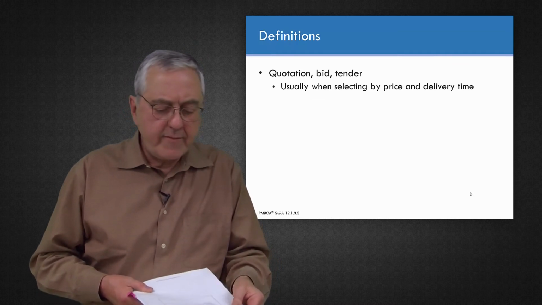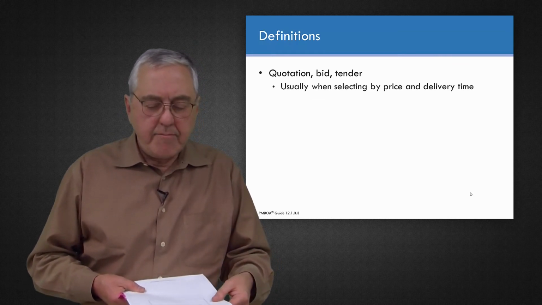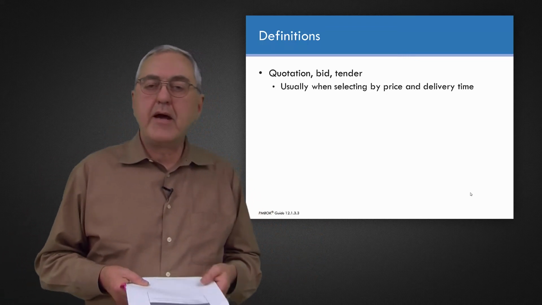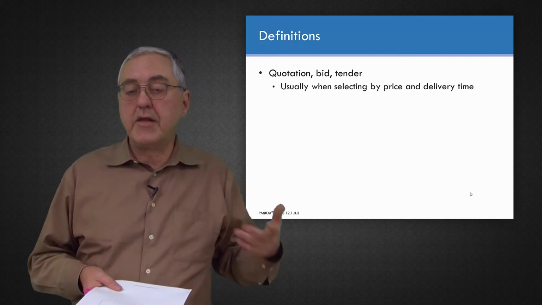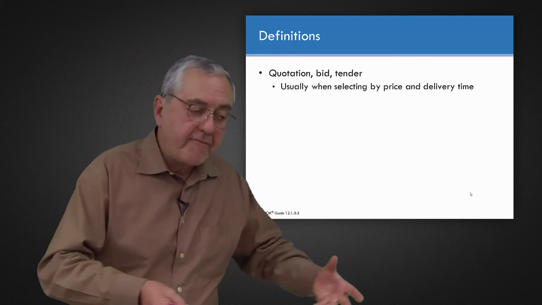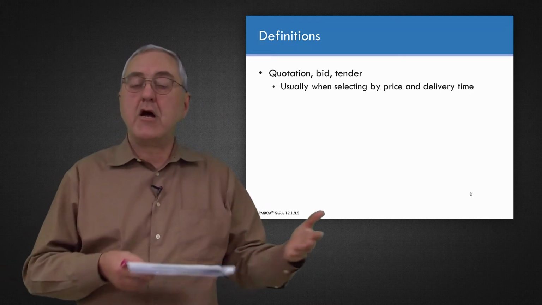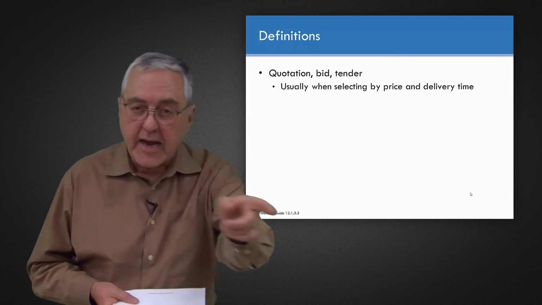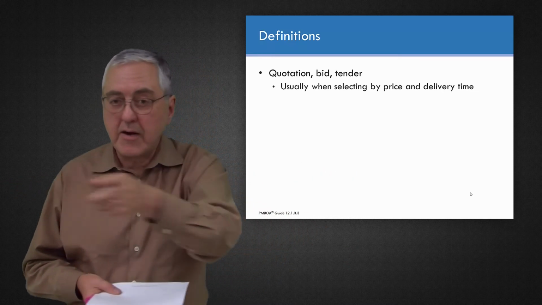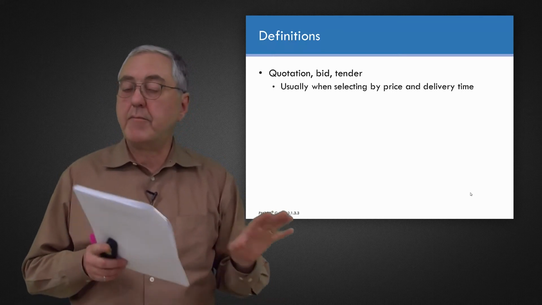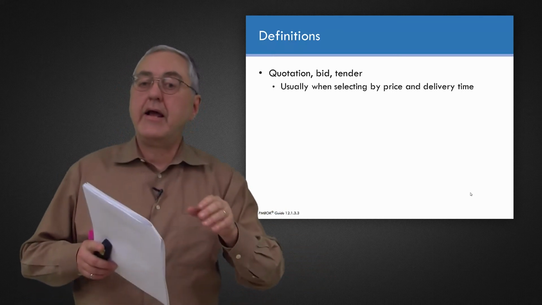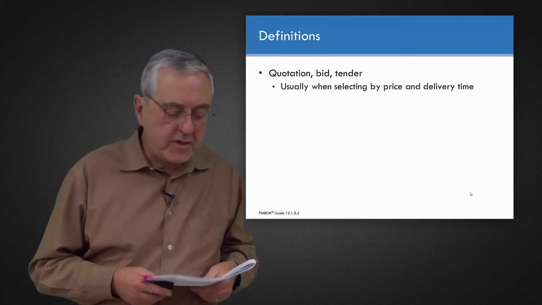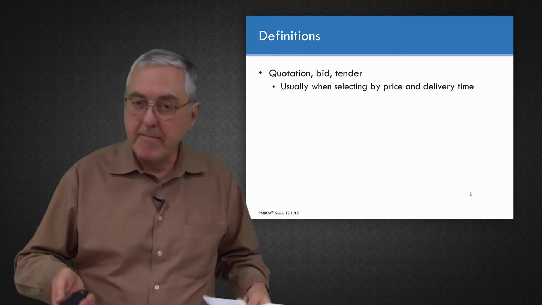Or we have a package of construction that we want to award to a construction contractor. Well, we might call that a quotation, a bid, or a tender, and that's the offer from the construction contractor based on our fully designed drawings and specifications. And we're going to select between those construction contractors mainly on the basis of how much they would charge us as a fixed price and when they can promise to be finished. So with quotations, bids, and tenders, we select by price and delivery time mainly.